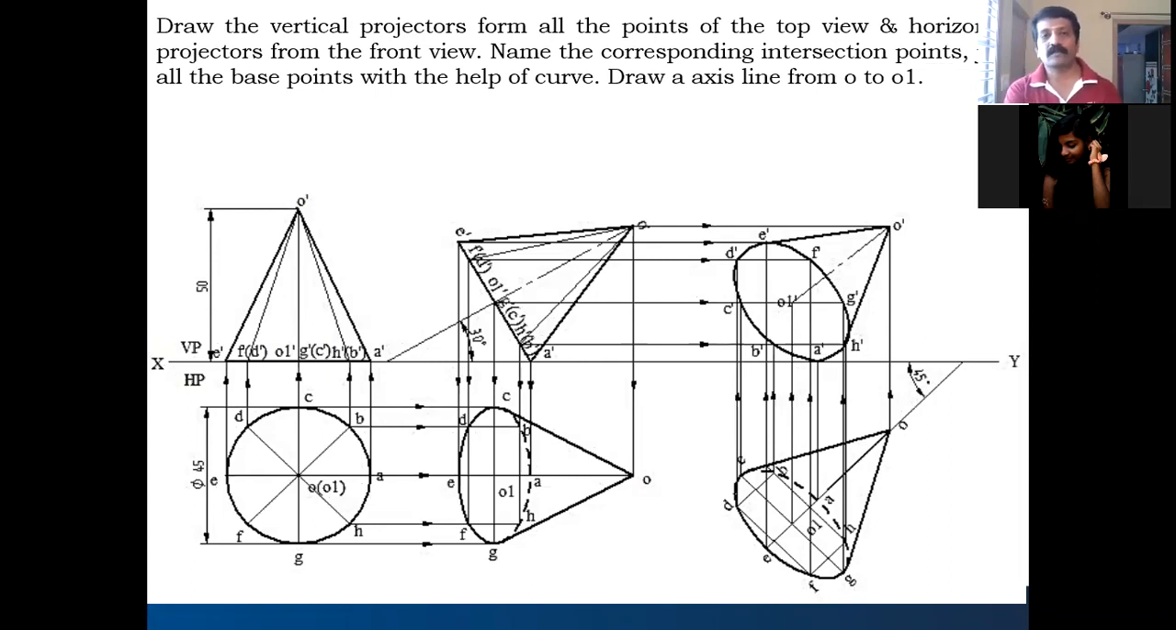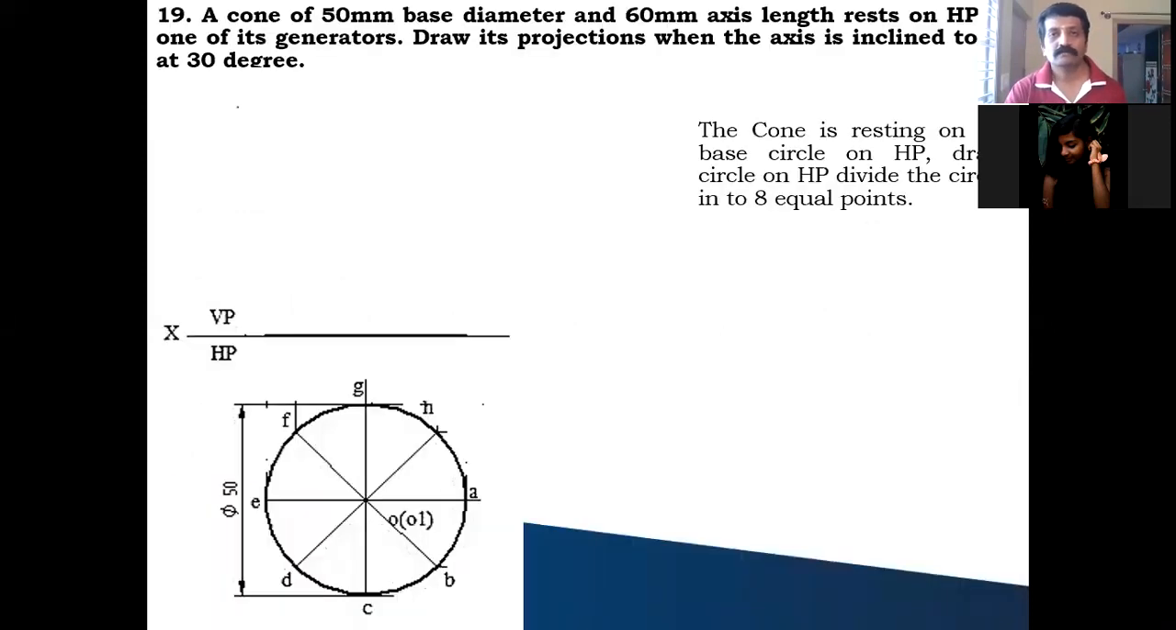Okay, this is one kind of exercise. So one more example we'll discuss wherein the cone is resting on one of its slant generators. The last one we're going to discuss: a cone of 50 millimeter base diameter and 50 millimeter axis length rests on HP with one of its generators. As I told, a generator is nothing but a line which joins the base to the vertex. You get an infinite number of generators from the base of the cone to the vertex. It has n number of generators. It is called the slant generator.